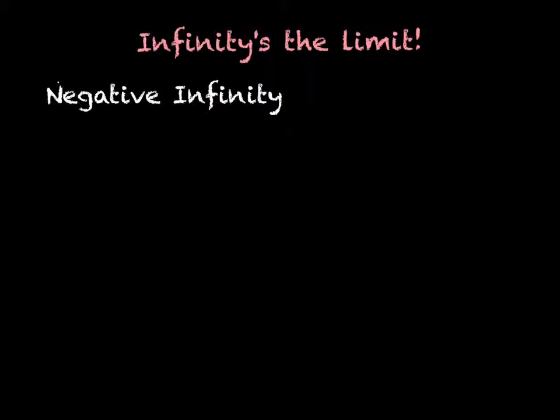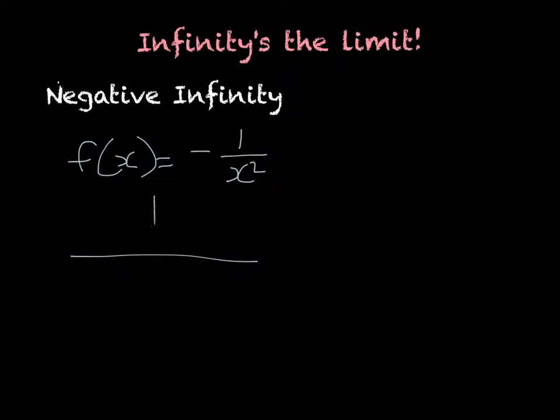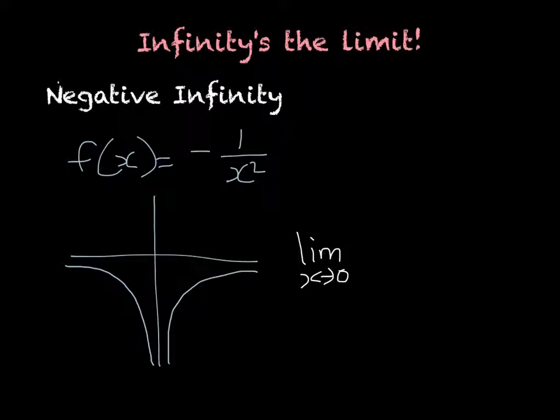The case where the limit is negative infinity is very similar. So here we can think about the graph of f of x and let that simply equal negative 1 over x squared. That means that we have a graph that looks something like this. So it's the same as the graph of 1 over x squared, except flipped over the x-axis. And so again, we have a vertical asymptote at x equals 0, and we have that the limit as x approaches 0 of our function equals negative infinity.